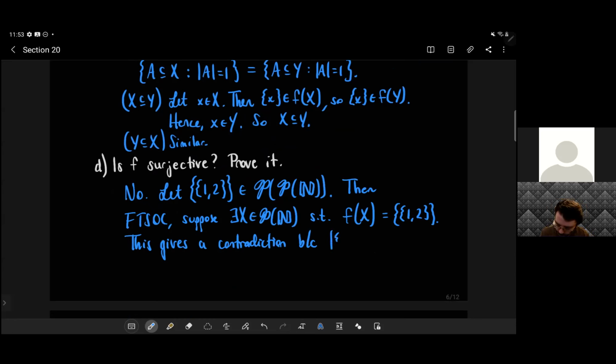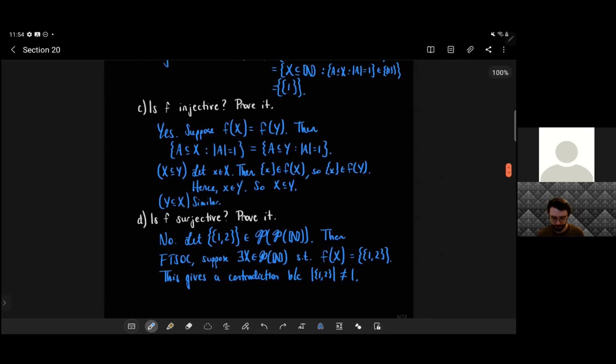I mean, because the cardinality of this thing is not equal to 1. Right? We said the function f only spits out subsets of x that have cardinality 1. Here, we're supposing it spits out something with cardinality 2. Not possible. So there you go. It is surjective.